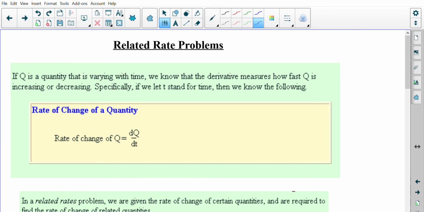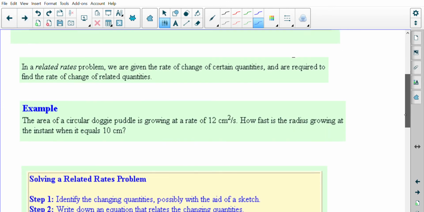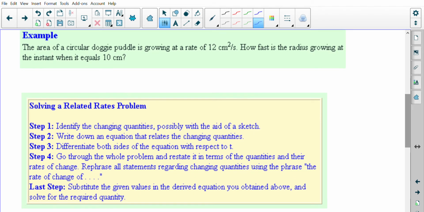So we've talked about this notation a fair bit, so they've got a nice easy one that starts here. And they talk about a circular doggy puddle growing at a rate of 12 square centimeters per second. So as soon as I look at this, I know that square centimeters is a change in area as time passes. This would be dA over dt. The question says, how fast is the radius growing? That's the rate of change in the radius. It's asking me to find dr over dt.